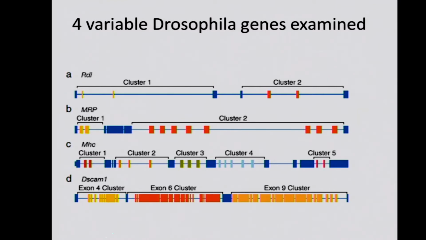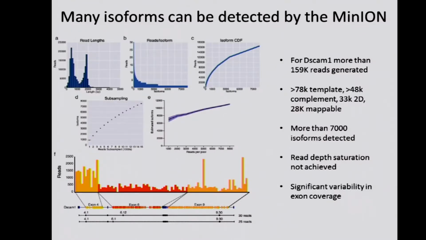The important thing to note is that there are a lot of different exons that can be included in the final transcript. This is a very good choice to look at, a very good way to understand connectivity, because many different isoforms can be generated from these gene sets. So, unsurprisingly, many isoforms can be detected by the MinION. This is just DSCAM, not all of the different genes that were used.